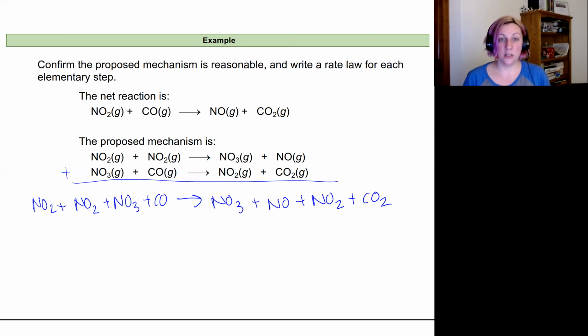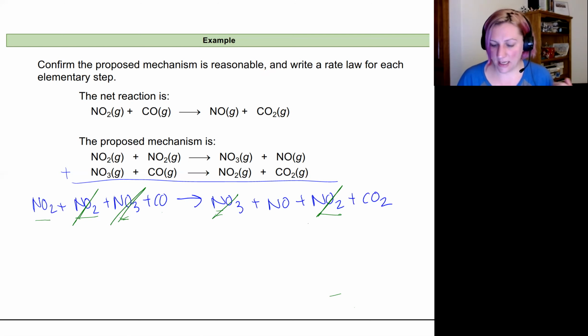Now, the goal is to go through this and cancel out anything that's the same on either side and then consolidate. So if I've got 2 of something, I'll combine them. So canceling things out, I can see I have an NO2 and an NO2. So I've got 2 on my reactant side and I have 1 on my product side. So I'm going to cross off one of these. All right. Looking at my NO3, I have an NO3 on my reactant side and an NO3 on my product side. So I'll cancel those out.